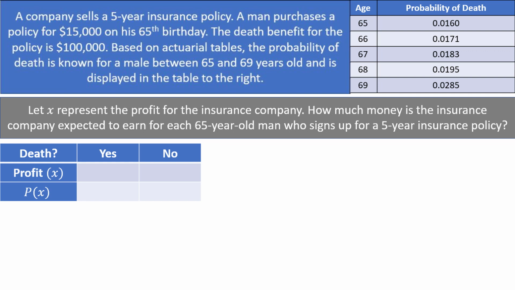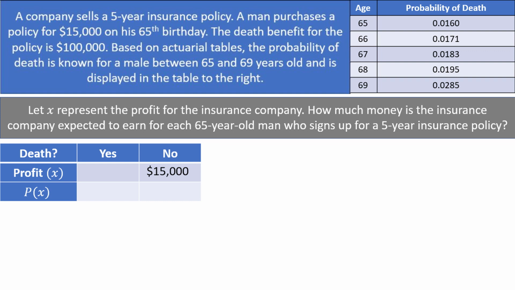Let's start by calculating the profit for an individual who lives through the 5-year contract. In this case, the person has not died, so we are in the no column for death. The insurance company will profit $15,000 in this case, as they will be able to simply pocket the entire price that the man paid for the policy.